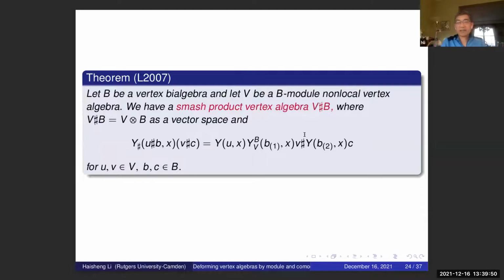And then the smash product. That means you have a non-local vertex bialgebra B, and on the other hand, you have a B-module non-local vertex algebra, and then you form this smash product. The vector space is simply the tensor product space. And then the action is pretty natural. For this one, in the classical setting, you think about group action, diagonal action, or if you think about Lie algebras, that's also what we call diagonal action. So that's it.